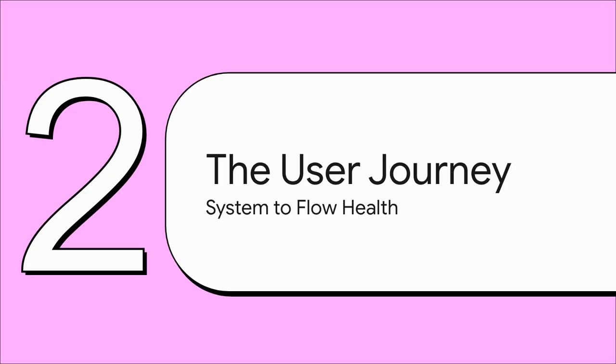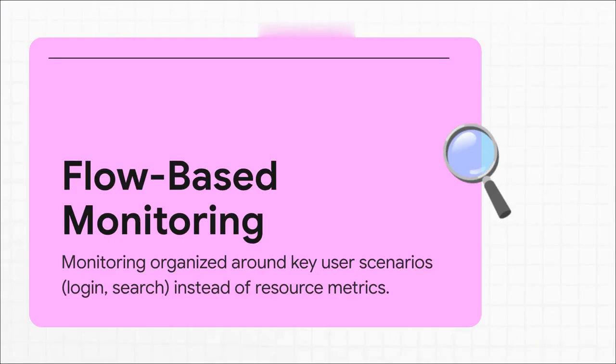Okay, so to fix this, we need to make a pretty fundamental shift in how we think. It's time to move away from just staring at system health and start monitoring the health of the user's journey. And this is the core idea. It's called flow-based monitoring. Basically, we stop looking at hundreds of individual isolated servers. Instead, we start organizing our dashboards around what our customers are actually trying to do. Simple questions, right? Can they log in? Can they search for a product? And crucially, can they successfully check out?